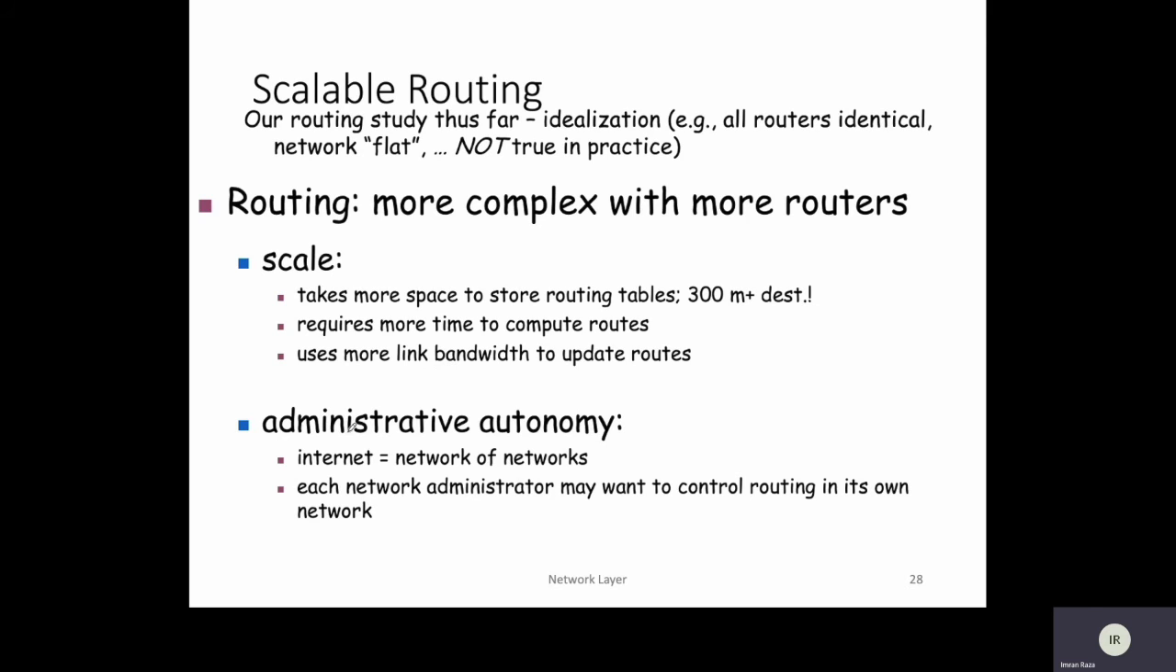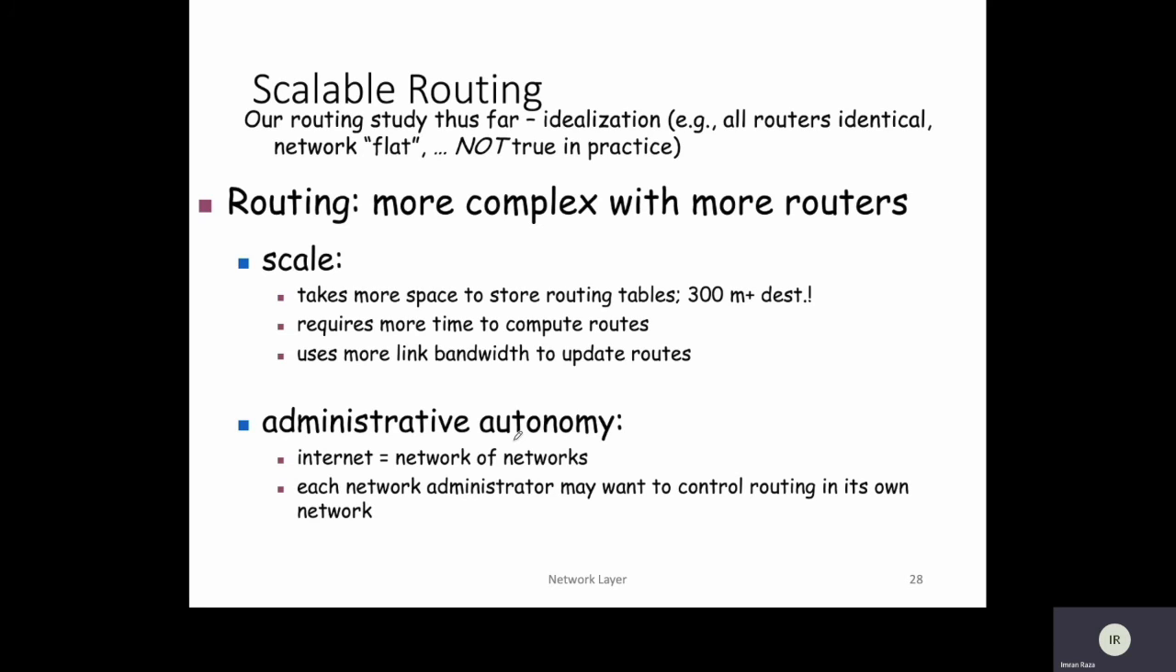The second point is that we want to have administrative autonomy here, because the internet is a network of networks. So each network administrator may want to control routing in its own network. This means the algorithms that we have discussed so far, the routing protocols like OSPF and RIP, are not scalable.